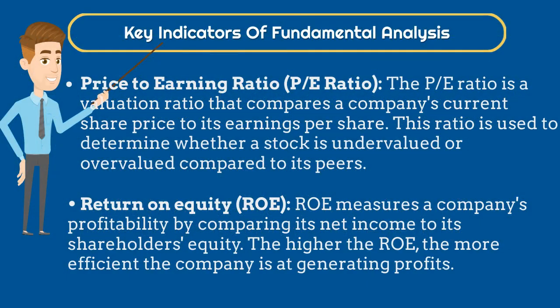Price-to-earnings ratio. The price-to-earnings ratio is a valuation ratio that compares a company's current share price to its earnings per share. This ratio is used to determine whether a stock is undervalued or overvalued compared to its peers. Return on equity. Return on equity measures a company's profitability by comparing its net income to its shareholders' equity. The higher the return on equity, the more efficient the company is at generating profits.